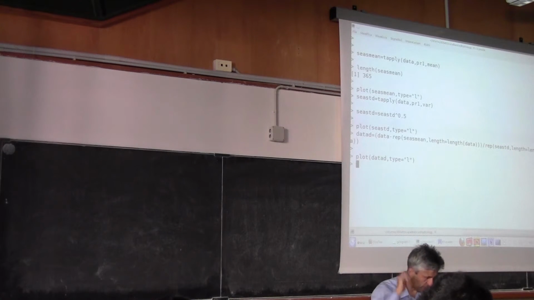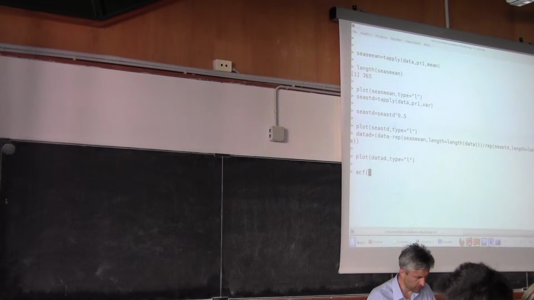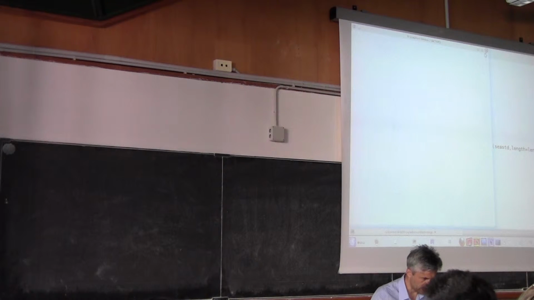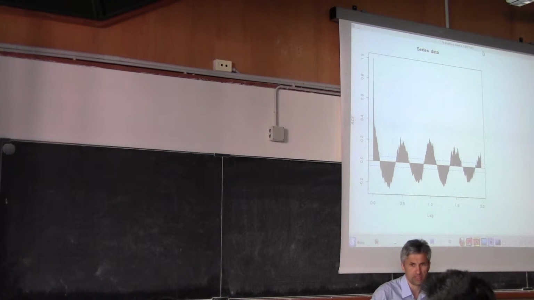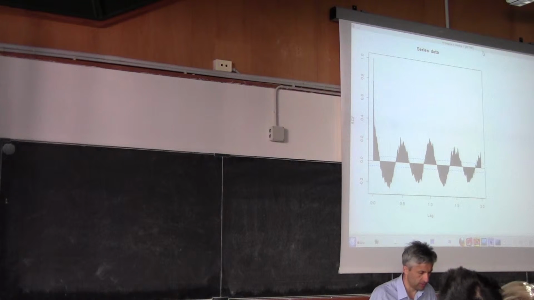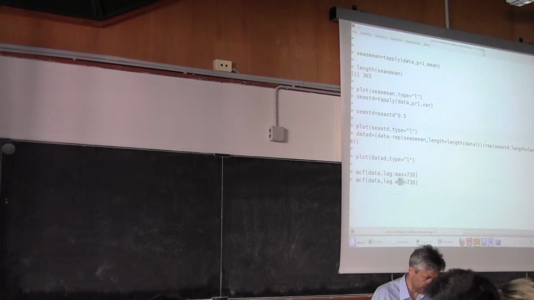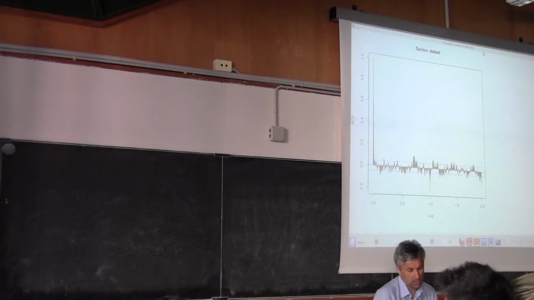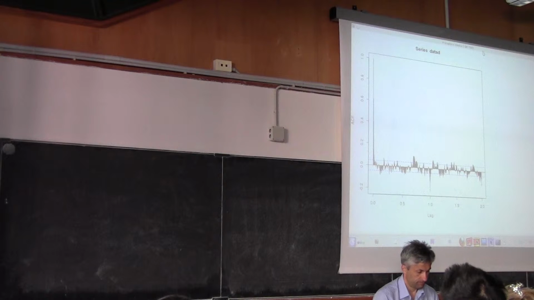And let's look at the autocorrelation function. First of all, the ACF of the data, with max lag equal, well, we can do 730. So this is the autocorrelation of the original data. You see the usual periodicity. This is what we were expecting. And now let's look at the autocorrelation of the deseasonalized data. You see that there is basically no more periodicity. You can still see some periodicity, but basically we are quite satisfied.